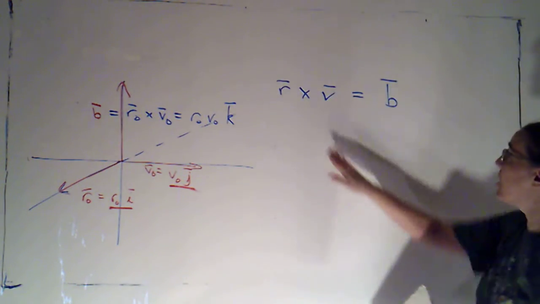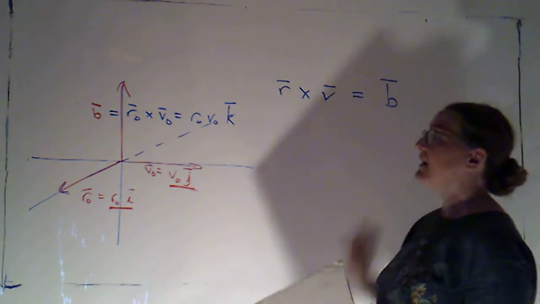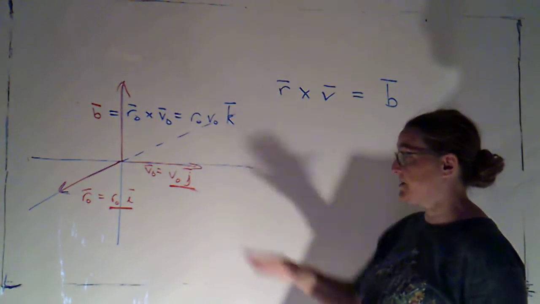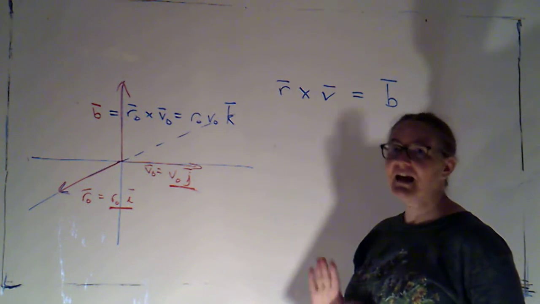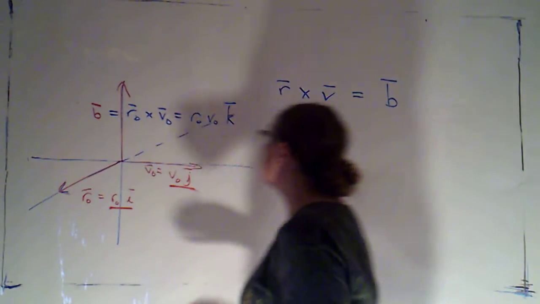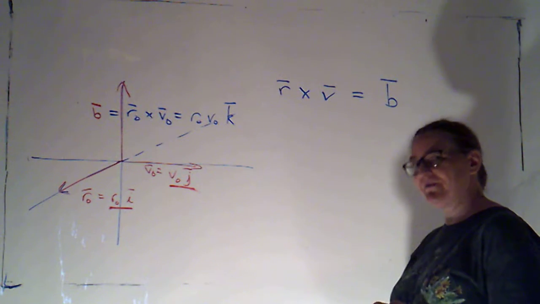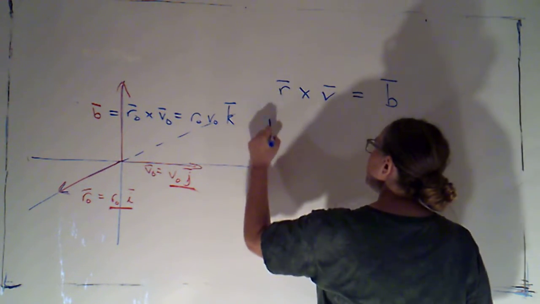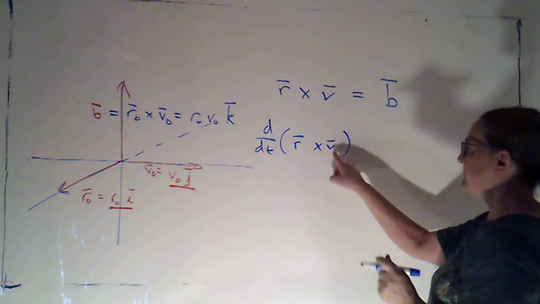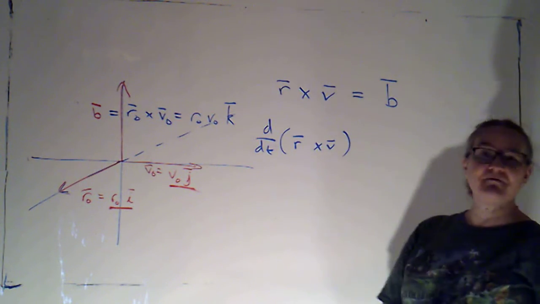So if we can show that this is constant, we will show that our position vector will always have to be, as we've set up this coordinate system, in the xy plane, so that we can work just in a plane. All right, so how do we demonstrate that this is constant? Well, if things are constant, their derivative is zero. So I'm going to take the derivative of this cross product. Remember, position and velocity are functions of time. I just haven't bothered to write r of t and v of t.